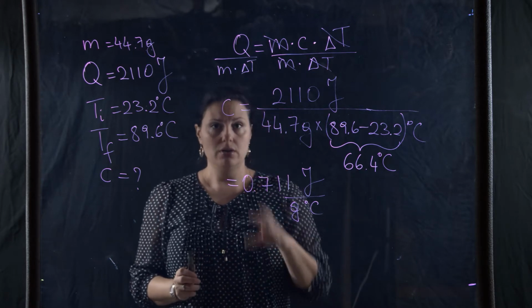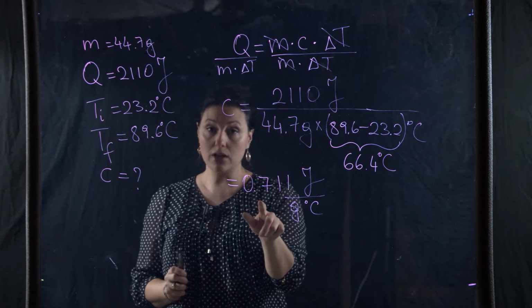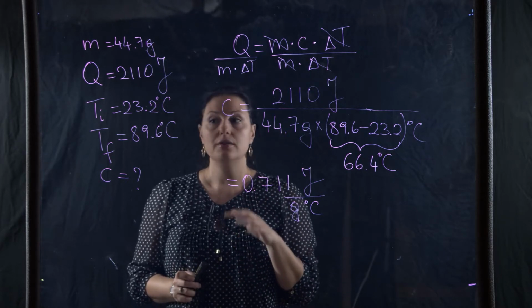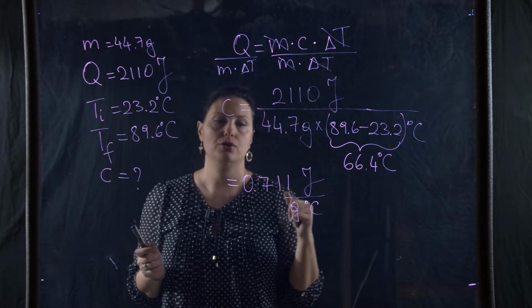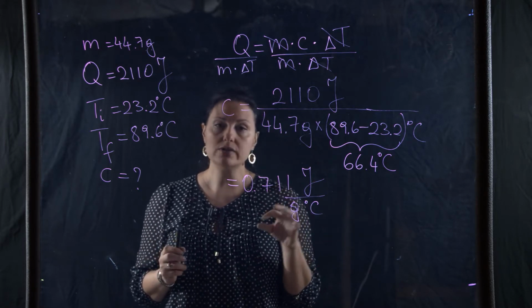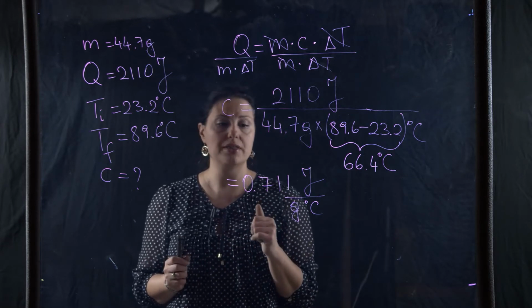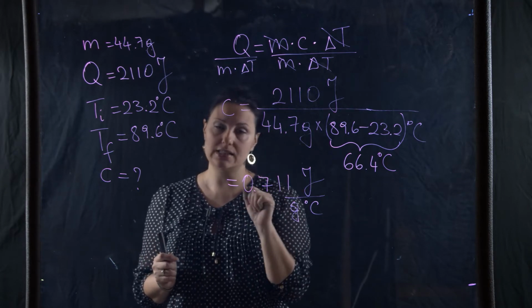In general, the specific heats are going to be small numbers. They're going to be less than 1 typically. Water is the exception, where it has a huge specific heat. Most values are going to be lower than 1, especially of the metals that we're going to deal with. So if you got a number here that was really large, then you've done something wrong.